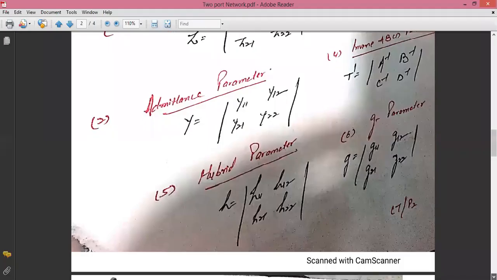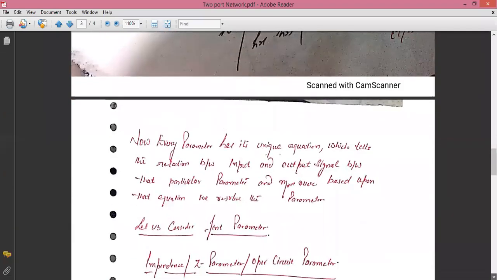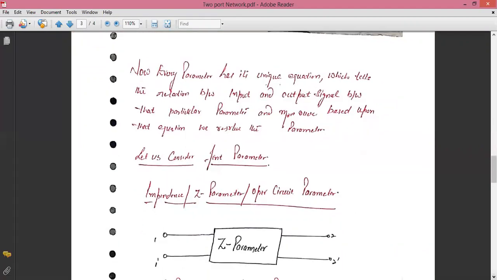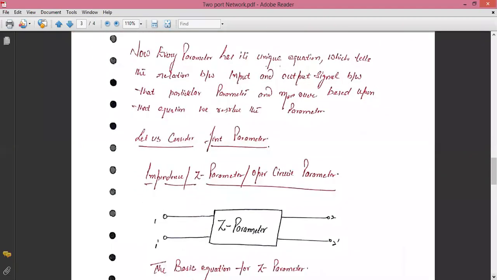So if I come to the next part, you can see that every parameter has its unique equation, which tells the relationship between the input and the output signal. And for a particular parameter, we have different types of equations. Today we are discussing the Z parameter. Now you can see this equation. After getting this equation, you can get an idea of how these parameters can be calculated.